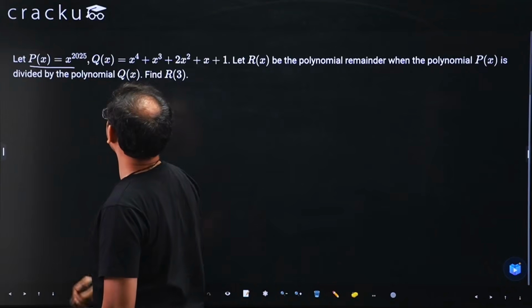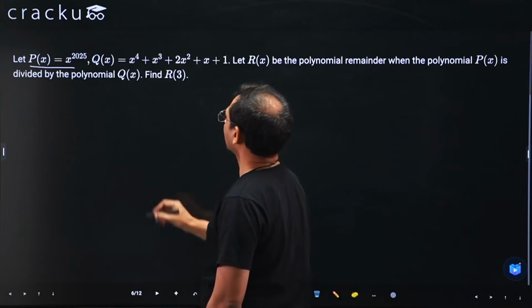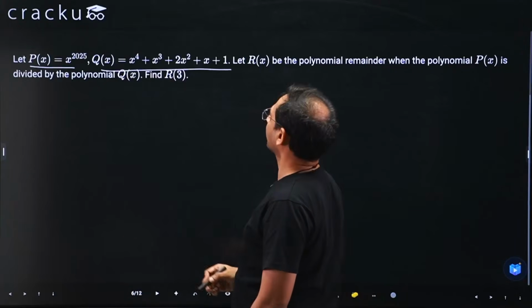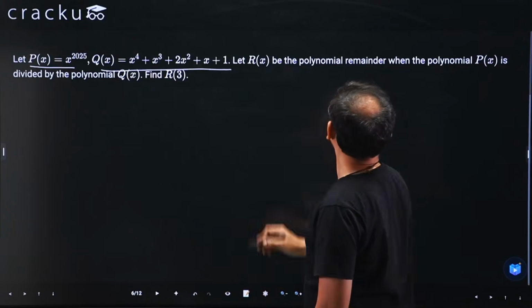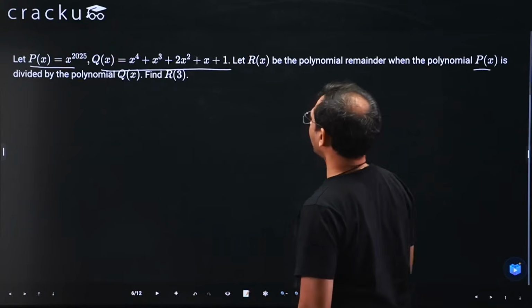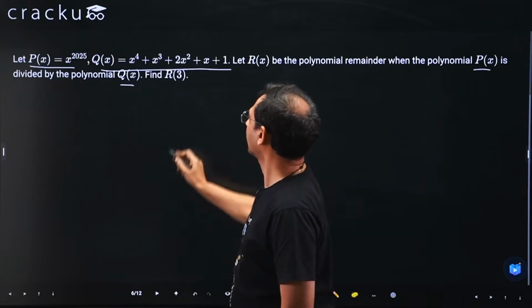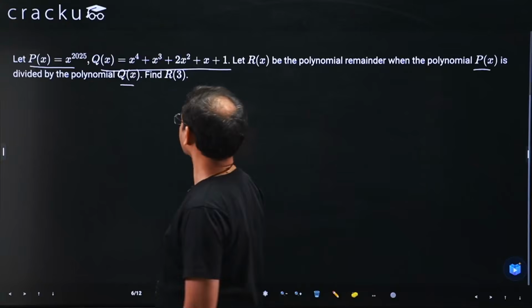P of x is a polynomial x power 2025. Q of x is this polynomial, biquadratic. R of x is the remainder when you divide P of x by Q of x. We want R of 3.